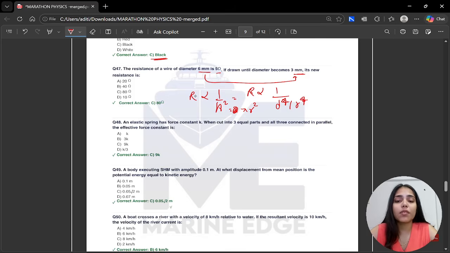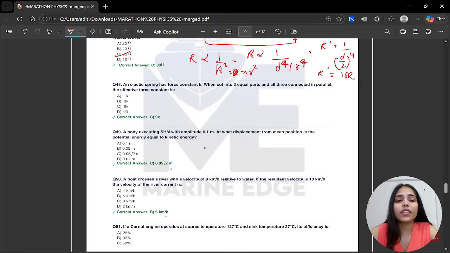Now, if the diameter has become half, so that means R dash is equal to 1 by (d upon 2) to the power 4. So 2 to the 4 is 16. So R dash is equal to 16 times whatever the value of R was, right? So R was already 5. 5 into 16, you will get your answer as 80. Okay.